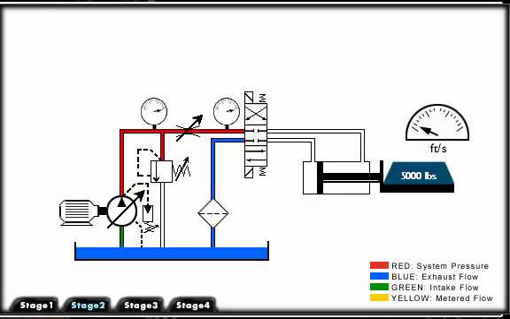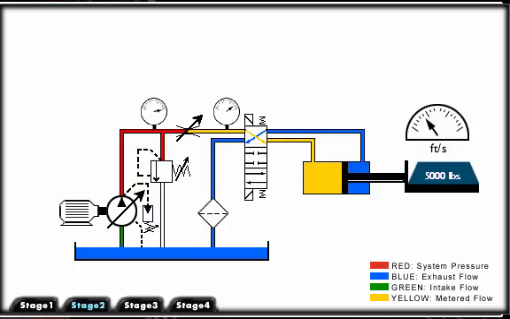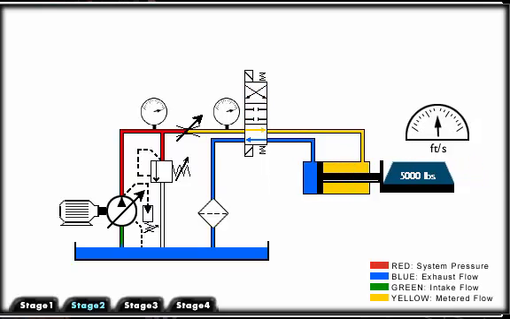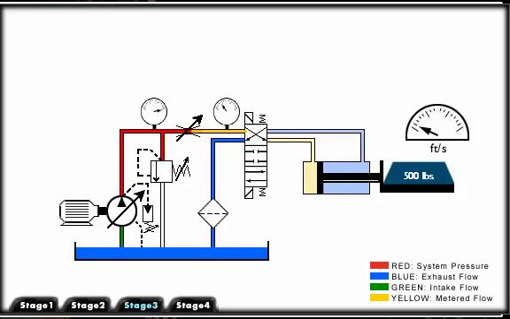Now, we will place a 5,000-pound load. Watch the speed indicator to see how the cylinder responds. Now, let's place a 500-pound load. Watch the speed indicator to see how the cylinder responds.